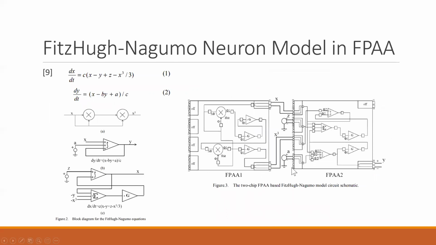Moving on to the next slide. Next thing I'm going to talk about is the Fitzhugh-Nagumo neuron model, which is also implemented in the FPAA here. Part A in this diagram shows the multiplier blocks for x cubed being calculated. So x comes in, it gets multiplied with itself twice to get you x cubed. And then part B of this logic block shows the differential equation of y.